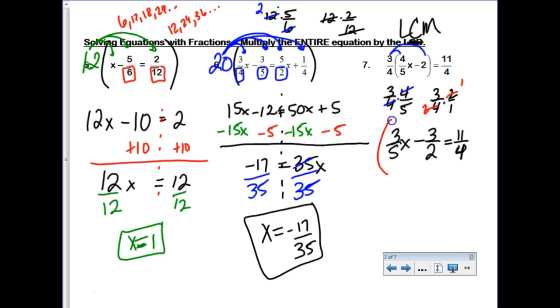Alright, LCM for a 5, a 2, and a 4. Well, that's the same as the last problem, so we're going to use a 20 again.